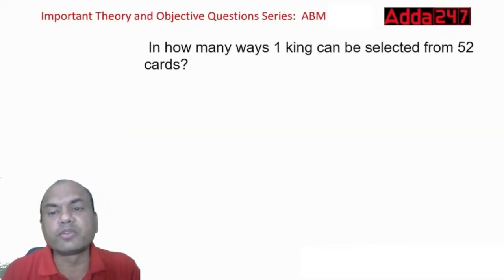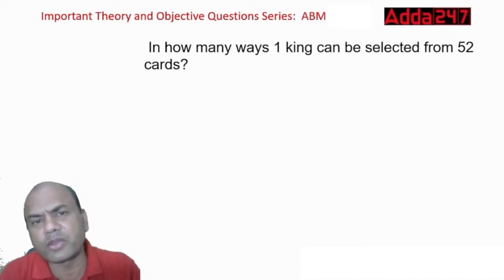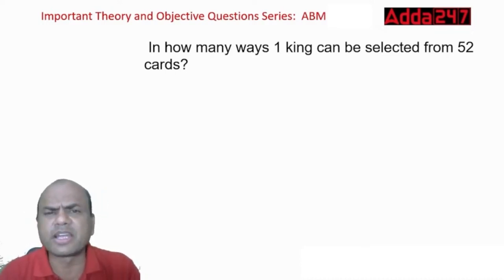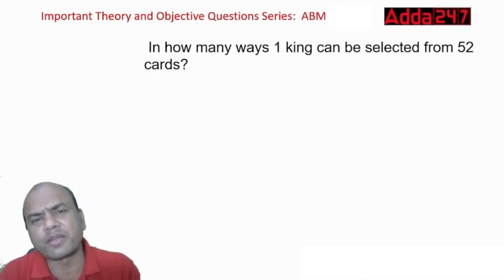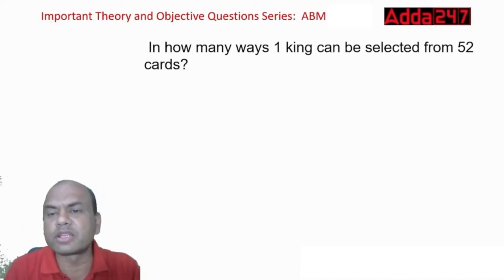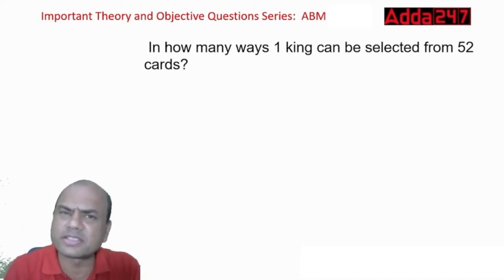In how many ways can one king be selected from 52 cards? Again, I have taken probability questions over here because they are mixed with these estimation chapters, and estimation questions are very simple. I have taken it separately. So in how many ways can you select one king from 52 cards? Again, the same question.